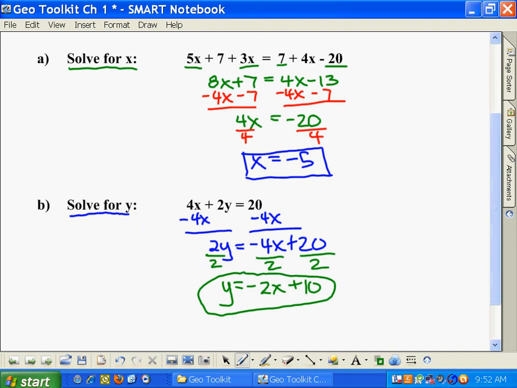So those are some basics on how to solve equations, and learning how to do this will serve you very well in geometry.